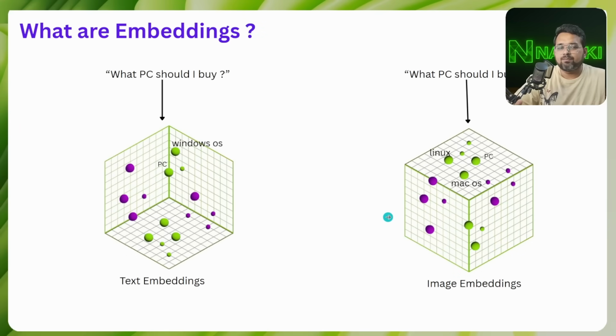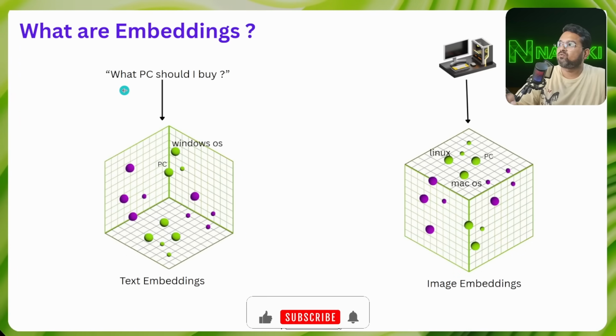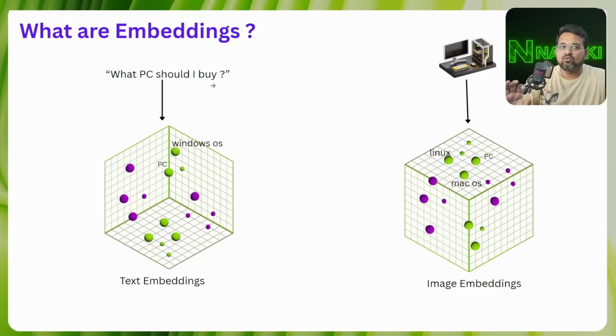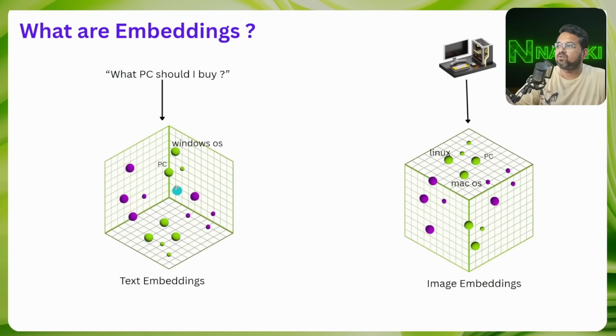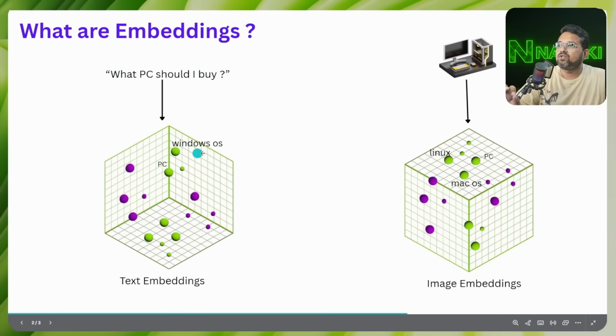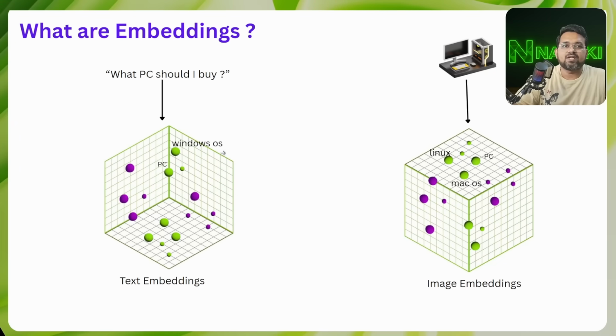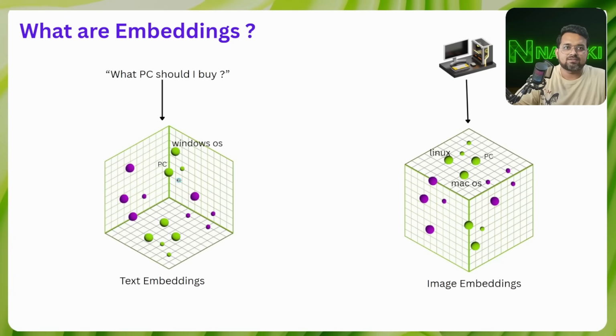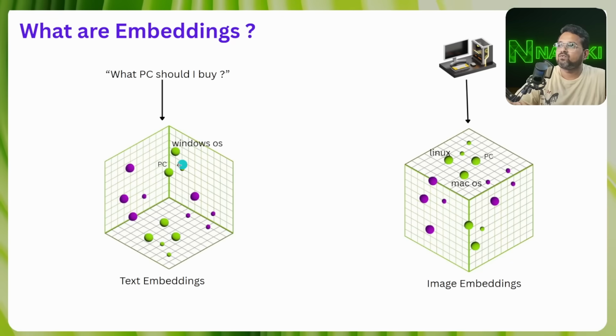So how does embedding initially work? Suppose a user wants to buy a PC and asks the query, what PC should I buy? Then this text is inserted into the embedding model to generate a vector representation, finding the words which have greater cosine similarity with it. It has the word PC in a vector space, and Windows OS comes with the most similarity in the same vector space. Hence the LLM will generate an answer with PC and Windows OS as the context.